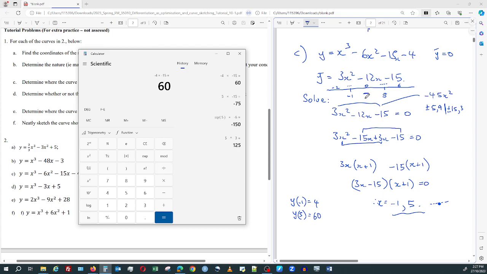This is the idea of the M curve. So just checking what minus 2 would look like. So minus 2 squared, let's clear the memory away. Minus 2 squared times 3, I'll add that to the memory. Minus 2 times 12 minus, so we'll add that to the memory, and 15 minus, I'll add that to the memory.